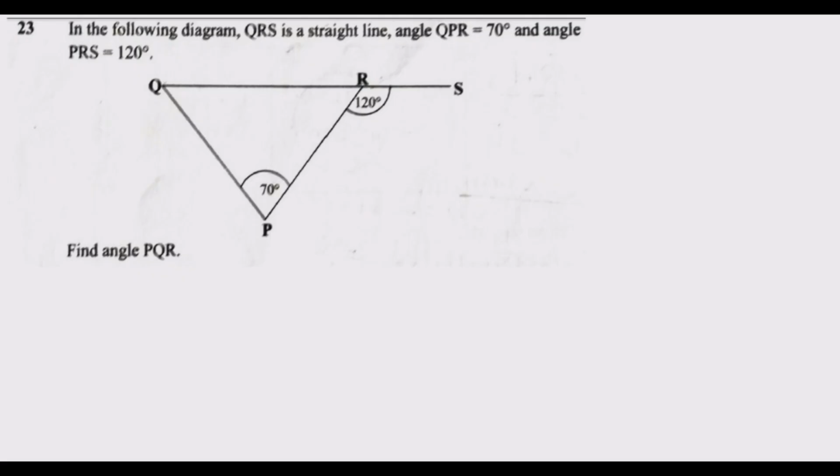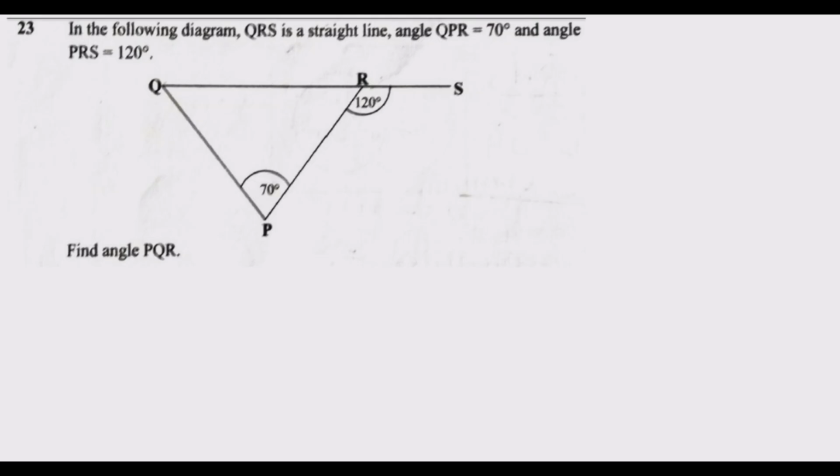Question 23 is, in the following diagram, QRS is a straight line. Angle QPR equals 70 degrees and angle PRS equals 120 degrees. Find angle PQR. So first we have to find the angle PQR. Before we find PQR, first we are going to find the angle QRP.